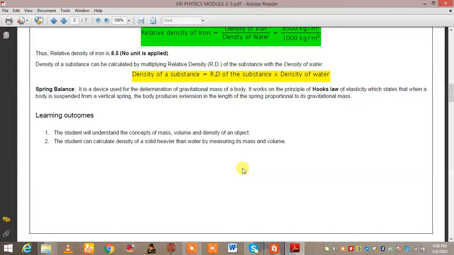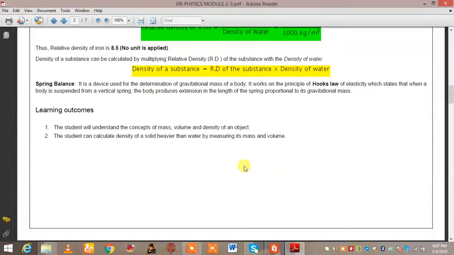So now the relative density will be M3 minus M1. M3 minus M1 means the mass of the density bottle plus mercury minus the mass of the density bottle. That will be the mass of our mercury, divided by M2 minus M1. M2 is the mass of the density bottle plus water minus the mass of the density bottle. That will give you the relative density. So that is M3 minus M1 divided by M2 minus M1. That is the main formula for calculating relative density.